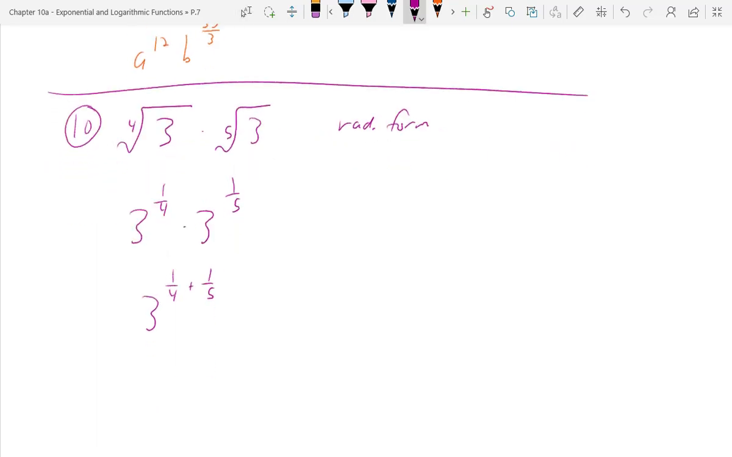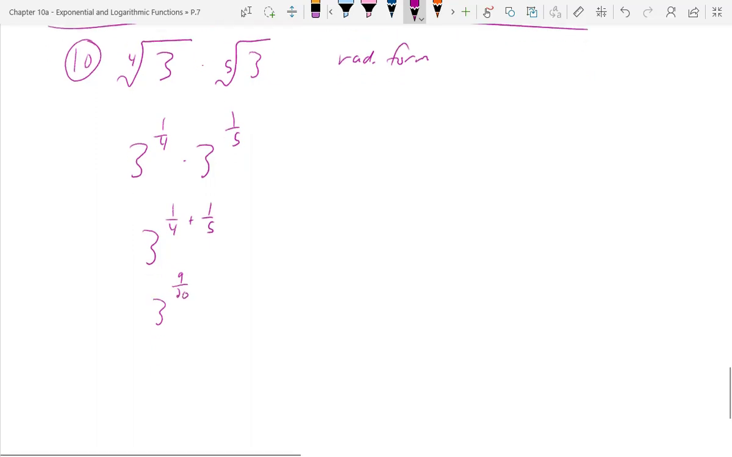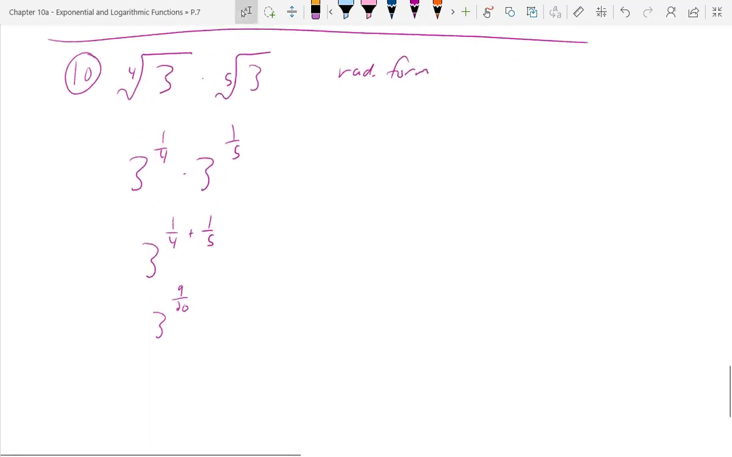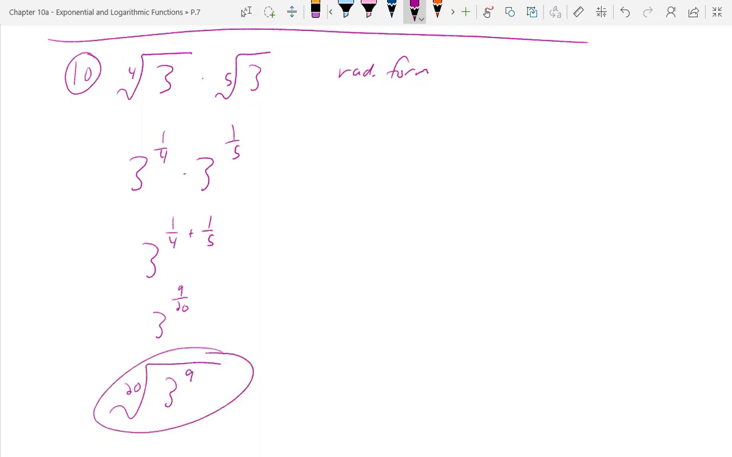What is 1/4 plus 1/5? 9/20. Yes, 9/20. Sorry, 4th grade wants its fractions back. And then if we put this back in radical form, this is the 20th root of 3 to the 9th. 3 to the 9th is probably too large to write out right now, so this would be fine. But you actually just multiplied radicals together with different roots, or different indices, I should say. Okay, we're done for the day.